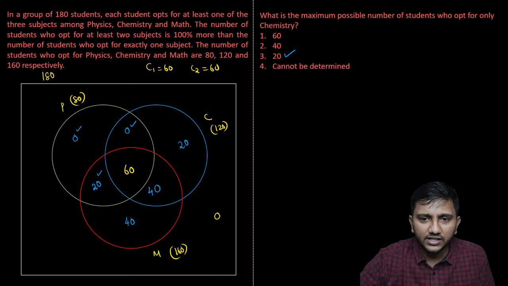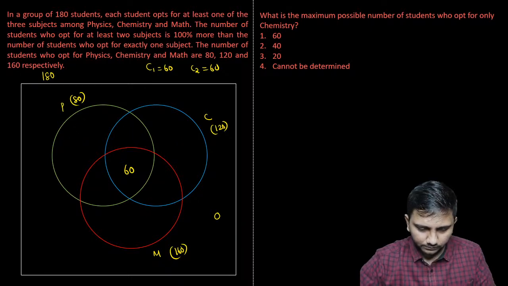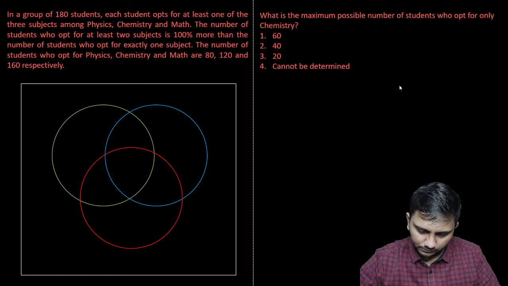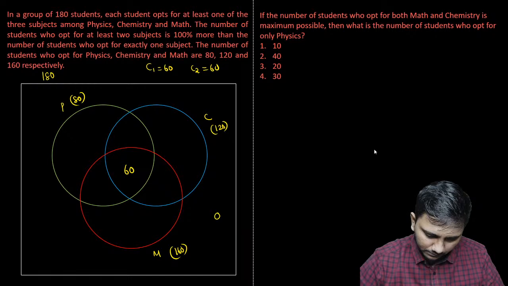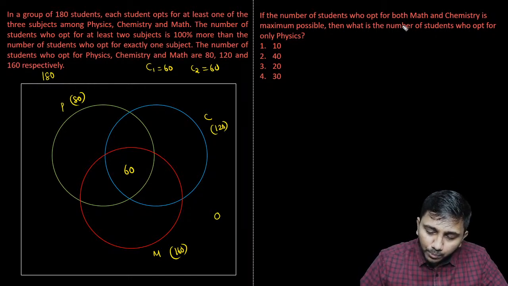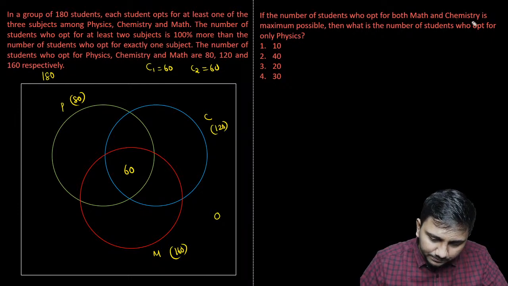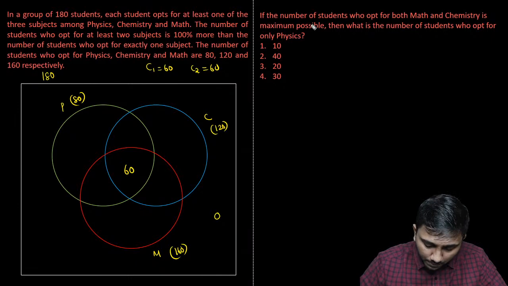Great. Now let's go to the third question. Let me clear off whatever is specific to this question. Okay, let's look at this. If the number of students opted for both math and chemistry is maximum possible. Number of students who opted for both math and chemistry is maximum possible.